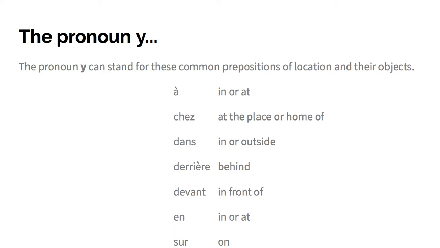Chez means at the place or home of. Dans, inside. Derrière is behind. Devant, in front of. En is in or at. And sur is on. Any of those prepositions could be replaced with the pronoun Y.